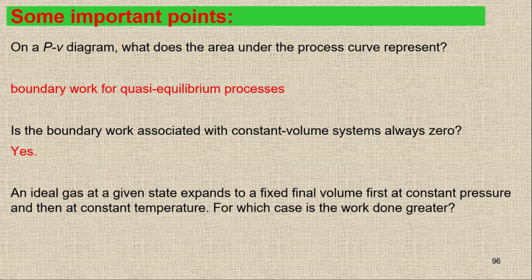Sorry for the interruption. There were some issues with the voice. So point number 3 is simply: an ideal gas at a given state expands to a fixed final volume, first at constant pressure and then at constant temperature.